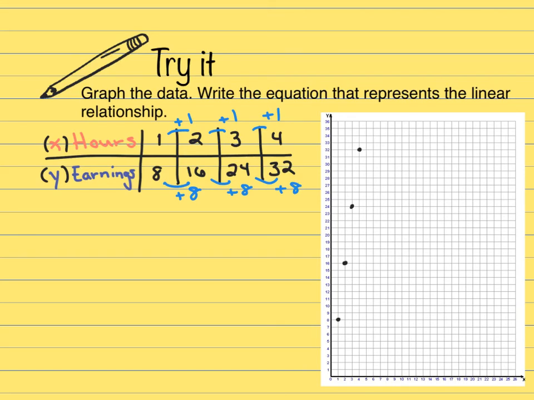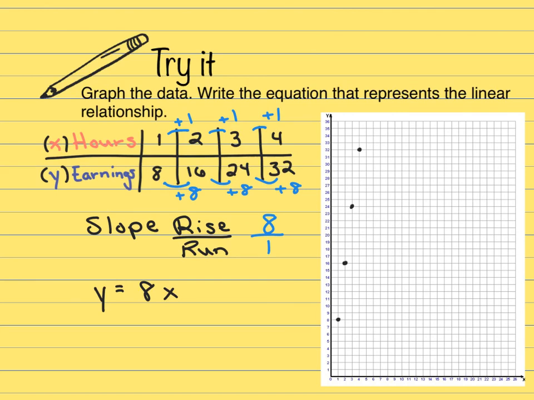So now we can put that together and we can write our slope, which is a ratio, often called the rise over the run. Now the rise is the change in the y value, and that was 8, compared to the change in the x value, which was 1. So now we can write our equation. Y equals 8 times x. And what about that y-intercept?